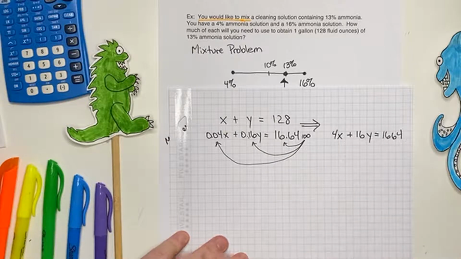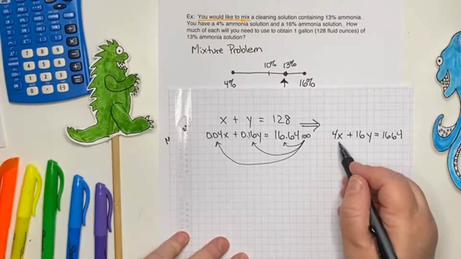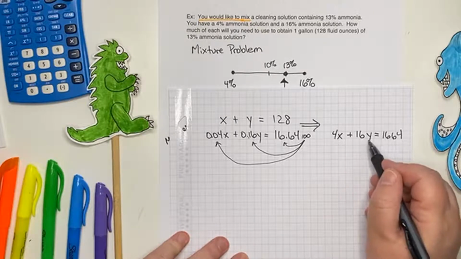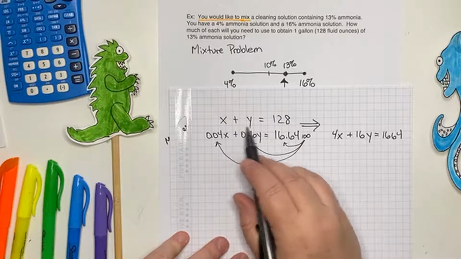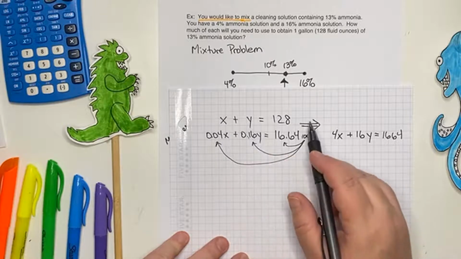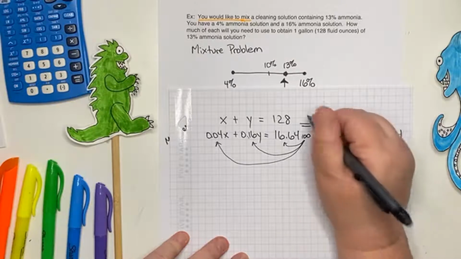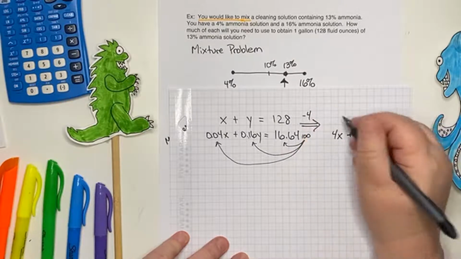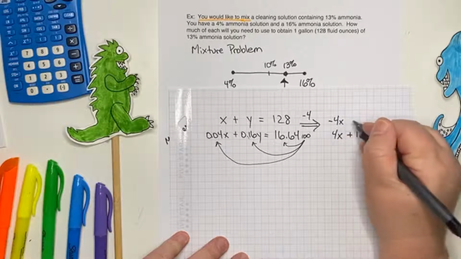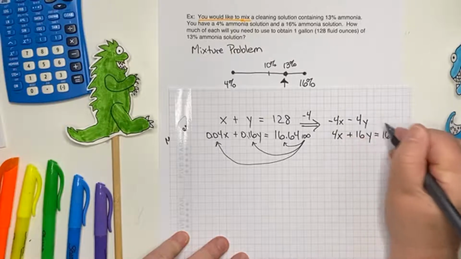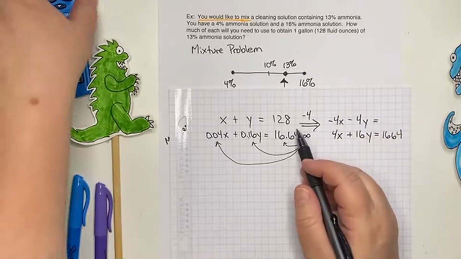Well, if I want to be thoughtful about this, I want to cancel this 4x, or I want to cancel the 16y. I've got x and y, so either I'm going to multiply by -4, or I'm going to multiply by -16. I'm going to go with -4 because it's smaller. -4x minus 4y equals, and then I need a calculator for this.